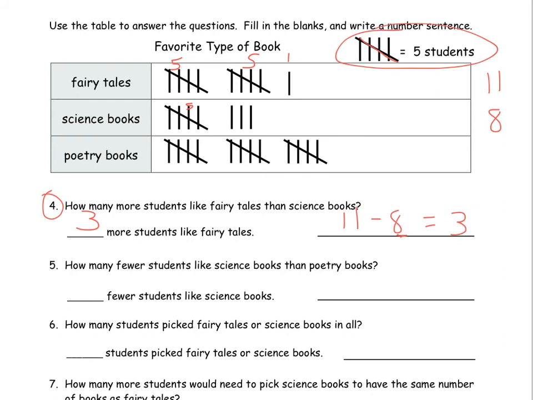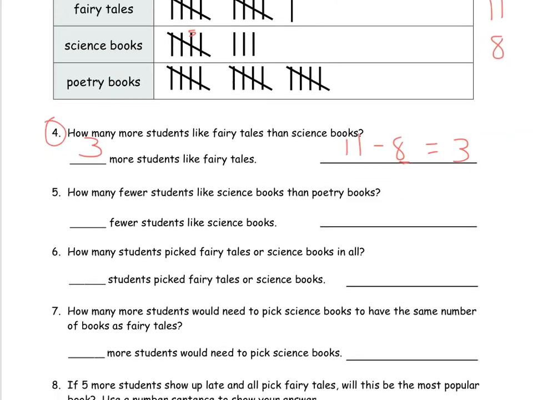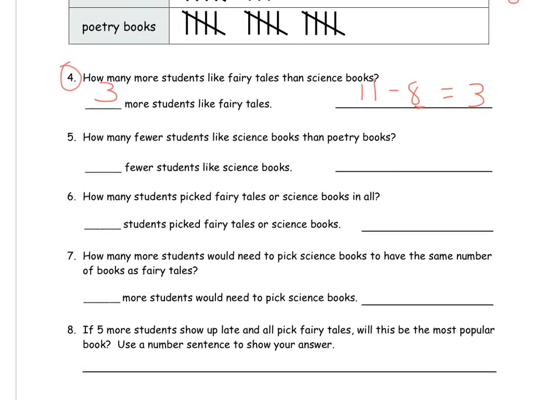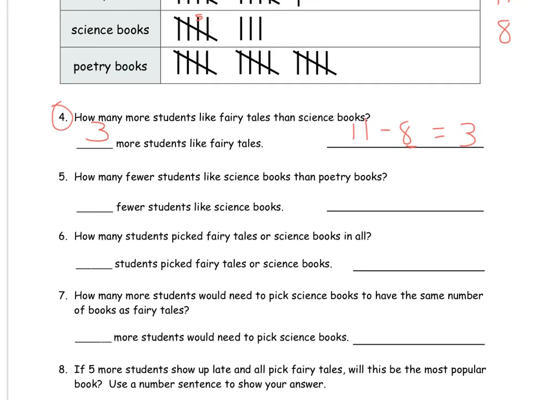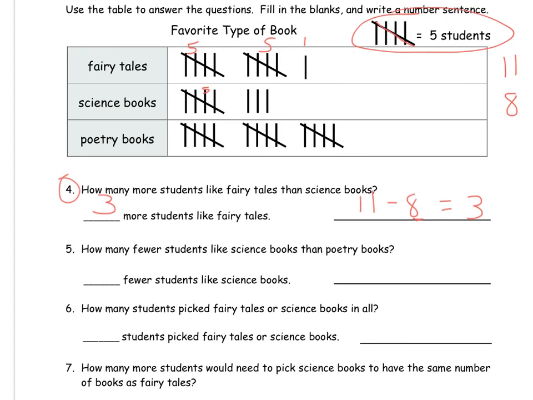So there are 3 more students who like fairy tales than science books. So that's what you'll be doing for the next 3 or 4 questions on here, is using the data from the chart up above. And before we finish up, I'll just add these ones in. So for poetry books, I have 5, 10, 15. I just like to put the number, what it equals, off to the side here. So that way I know that I counted all my dash marks and they're all accounted for. So I have my numbers to work with there as well.